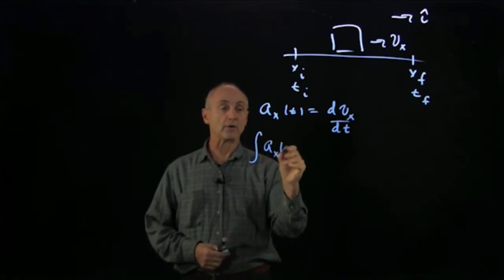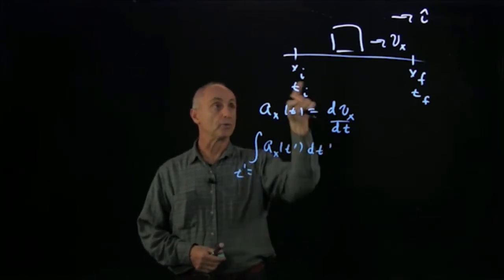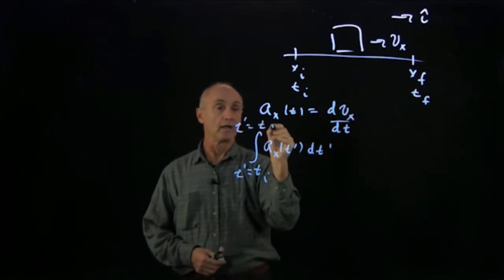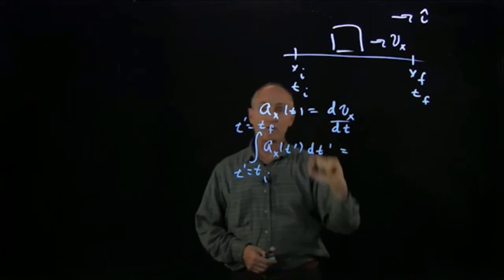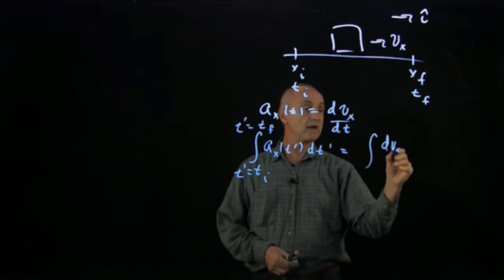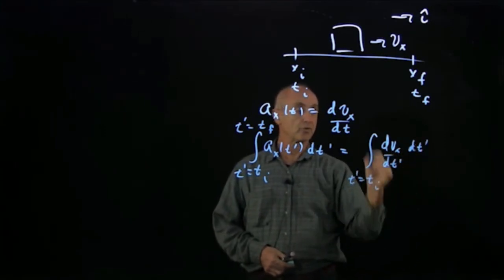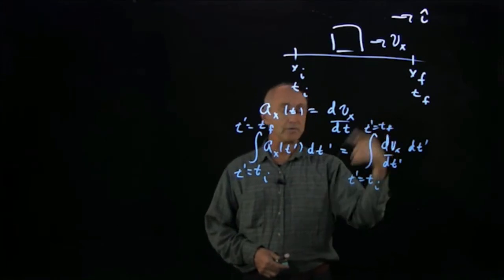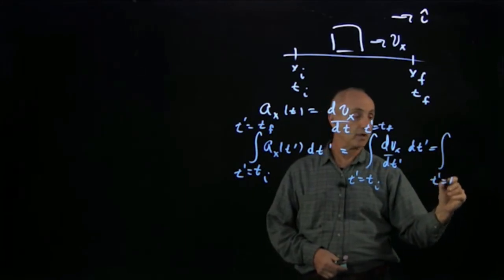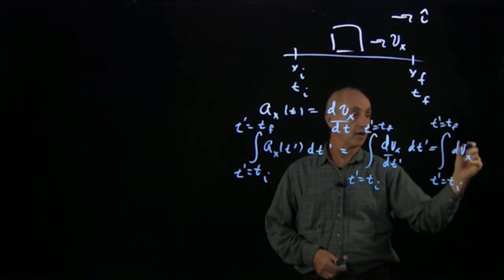So if we integrate acceleration, now I'm going to introduce an integration variable, dt prime, and our integration variable goes from our initial time to some final time. And if we use our fact that acceleration is the derivative of velocity, then we can write this as dvx/dt prime, dt prime. After a while, I'll drop the dummy variables and the endpoints of the integral, and this simply becomes the integral from t prime equals t initial to t prime equals t final of dvx prime.